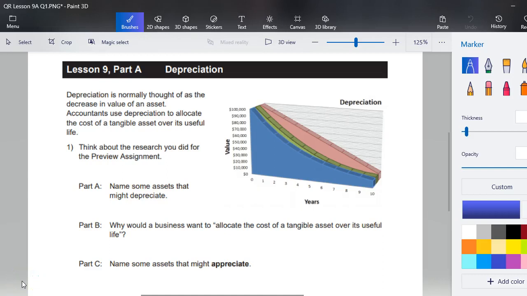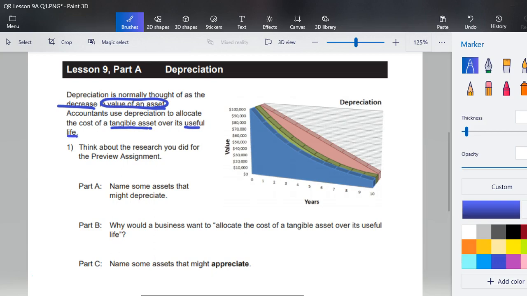Welcome back. We're now on lesson 9A, depreciation. Depreciation is normally thought of as the decrease in value of an asset. Add this to your list of vocabulary. Accountants use depreciation to allocate the cost of a tangible asset over its useful life.